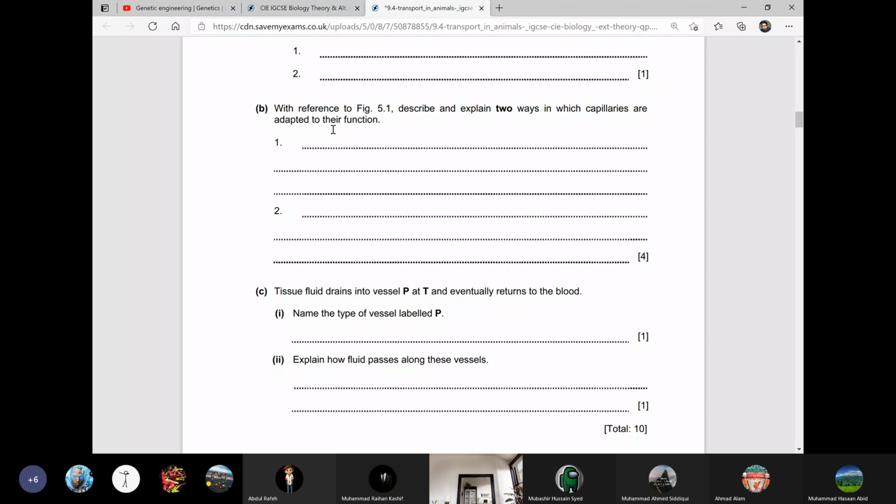Next point, that there are gaps in between the cells through which the blood plasma leaks out to form the tissue fluid, and that tissue fluid then helps in the exchange of materials between cells and the blood. All right.